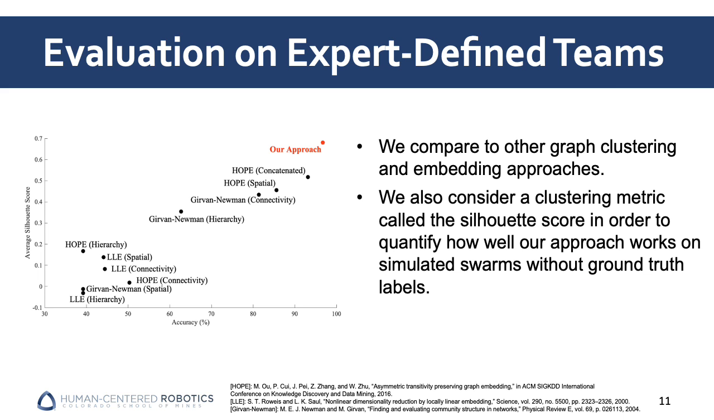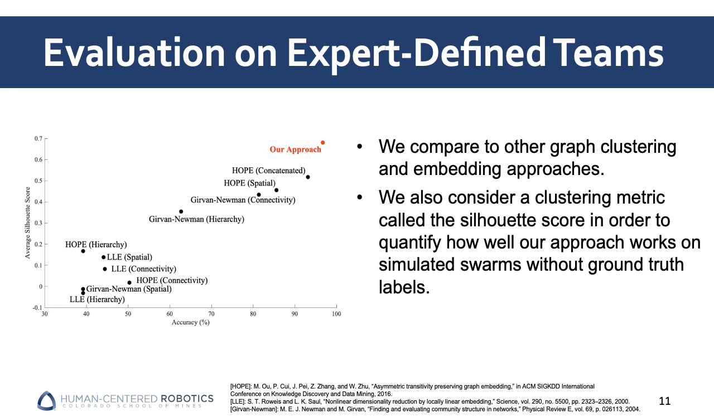So we compared to other graph clustering and embedding approaches, the Hope graph embedding approach, the Girvan-Newman graph clustering algorithm, and the LLE graph embedding approach. And we looked at the accuracy given these ground truth team assignments. This is given on the x-axis. As we can see, our approach achieves the highest accuracy, over 96% accurate, out of 7 defined formations.